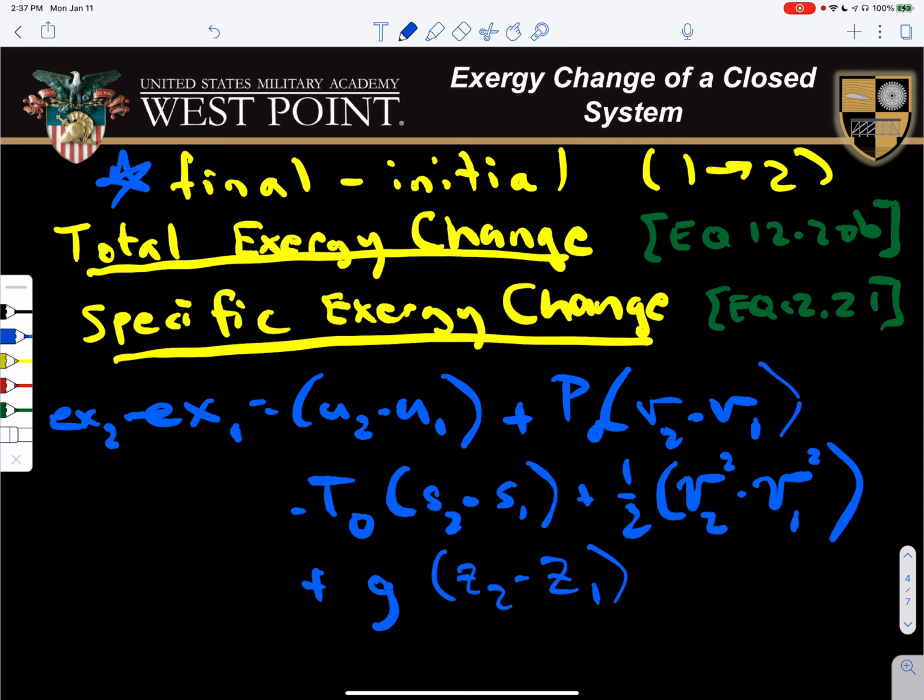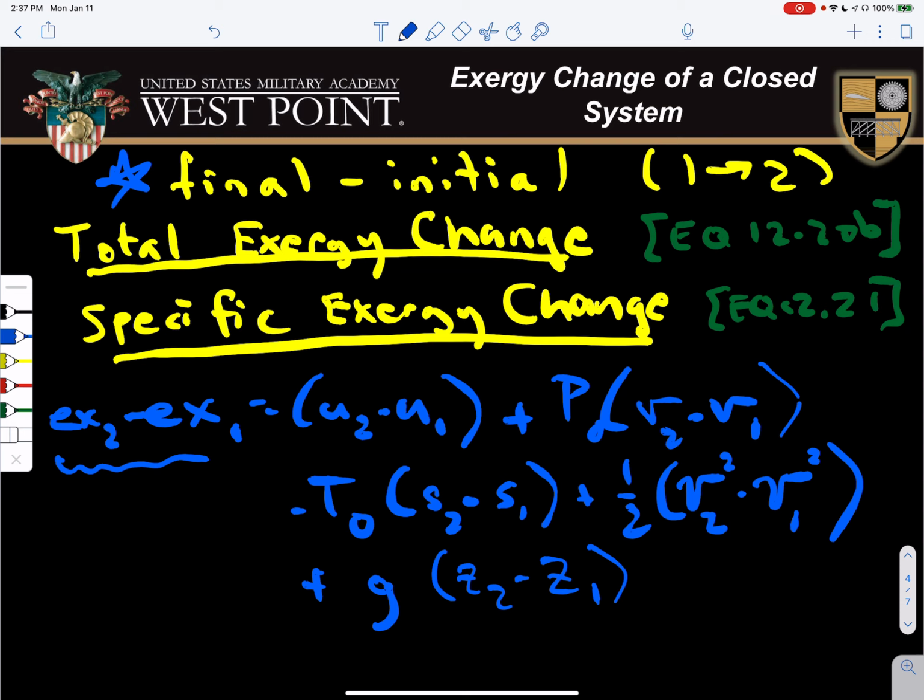So on this one, let's talk about the specific Exergy change. That's the total Exergy per unit mass. That's equation 12.21. This first term here is the change in Exergy, as you can see, Ex2 minus Ex1. Then we have the net difference between state 2 and state 1 of the specific internal energy. We have our dead state pressure times the specific volume difference.